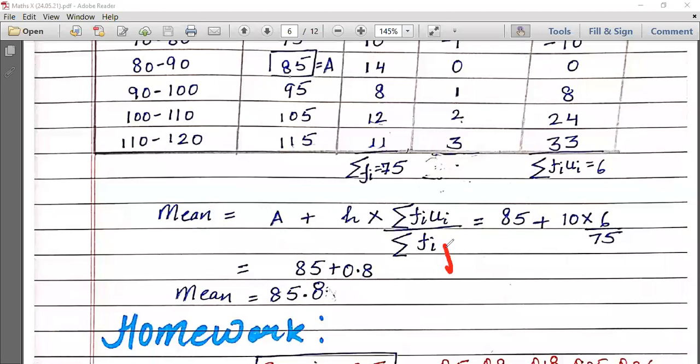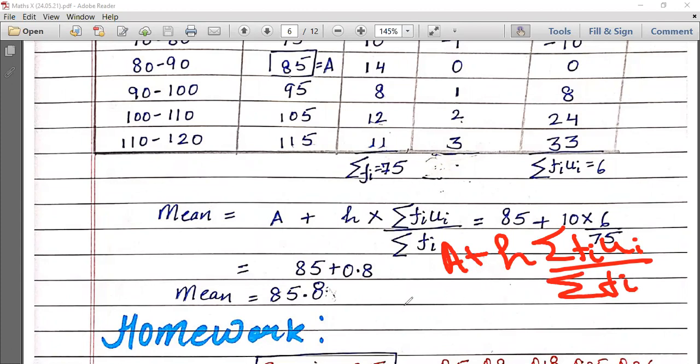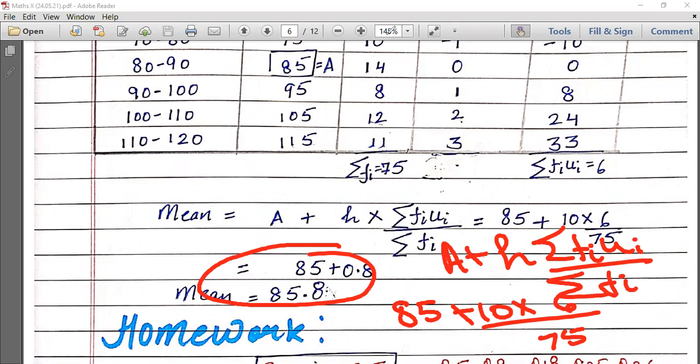So children, your mean formula is assumed mean plus h times summation fi ui whole upon summation fi. So the assumed mean is 85, h is 10, summation fi ui is 6, and summation fi is 75. Now children, just cancel them out and the final answer is 85.8. I hope children you are clear with this mean. There are three methods to solve the mean. So try all the questions based on mean.